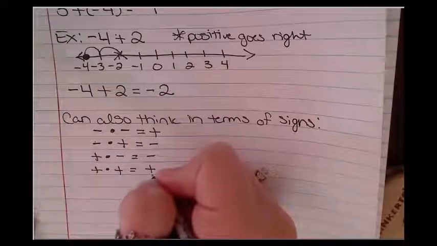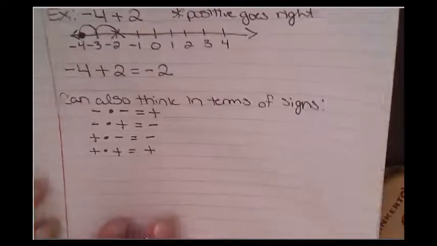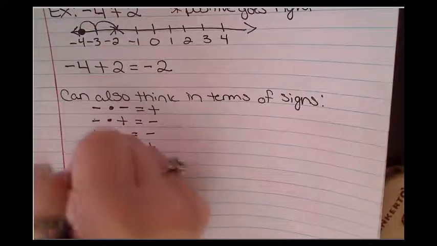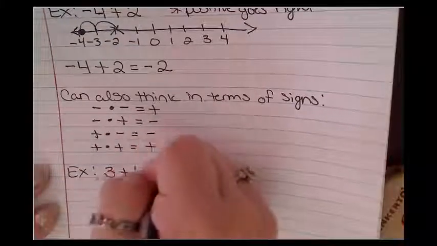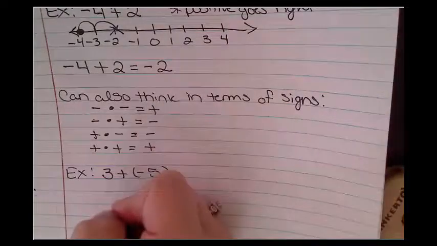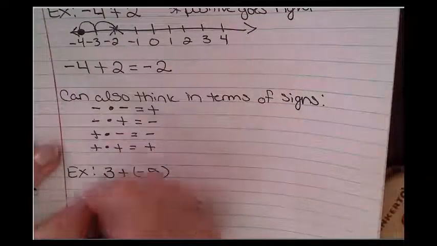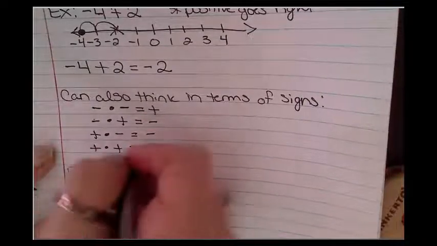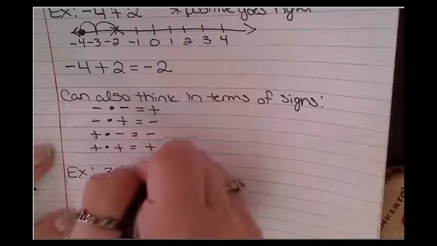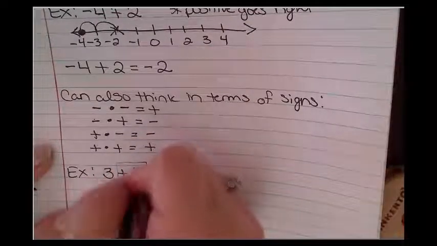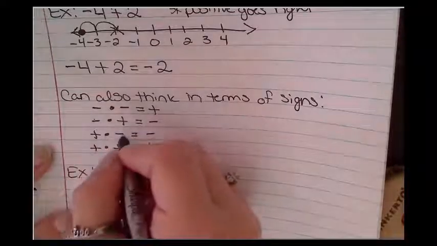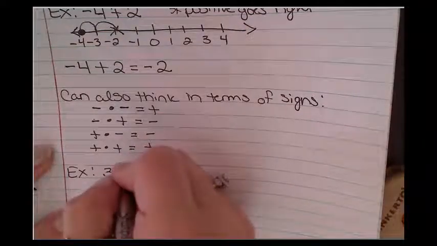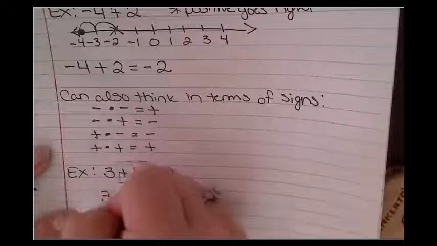Okay, so how is that supposed to help us when we're adding? Well, let's look at a problem. Let's look at positive 3 plus a negative 5. If we were using the number line, we would go to +3 and move to the left 5 spots. But if you look at this right here, we have a positive times a negative, which gives us a negative number. So right here where these two symbols are together, we can actually write that as 3 minus 5.